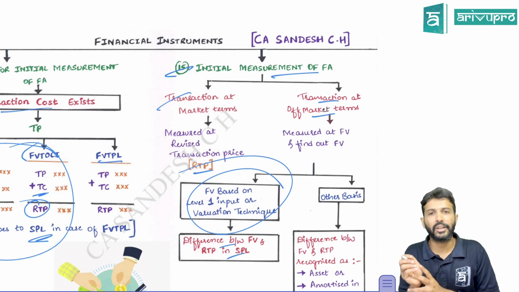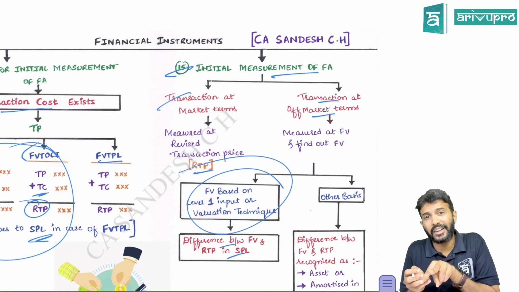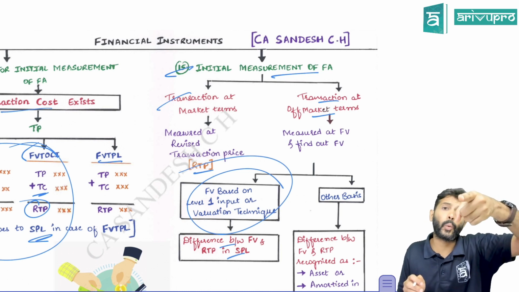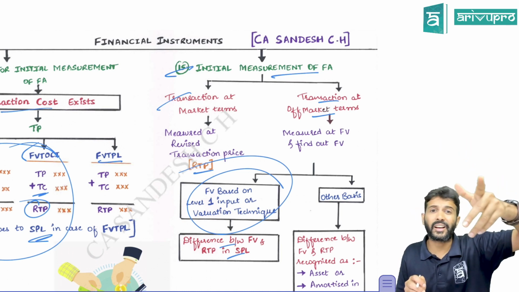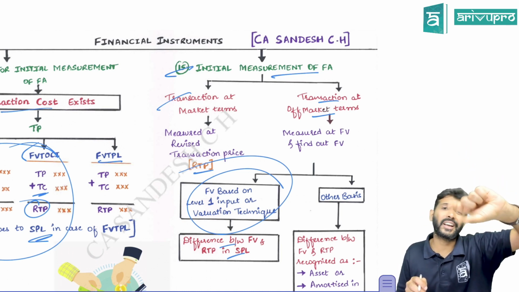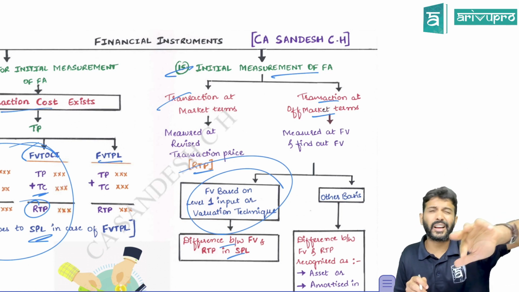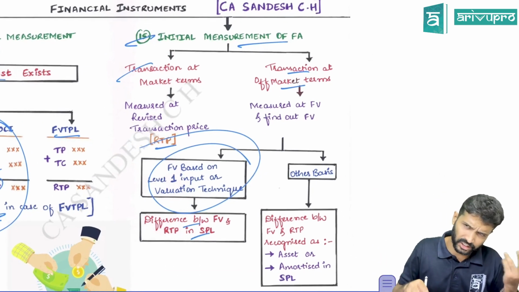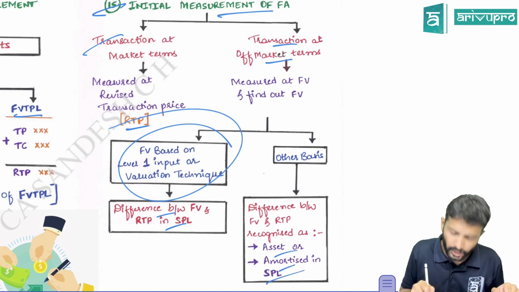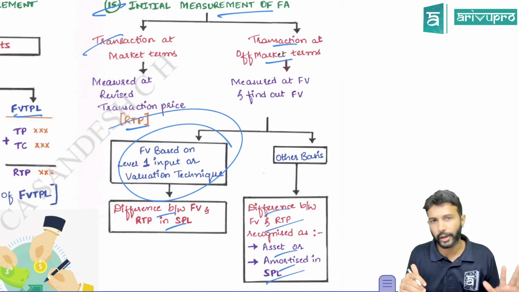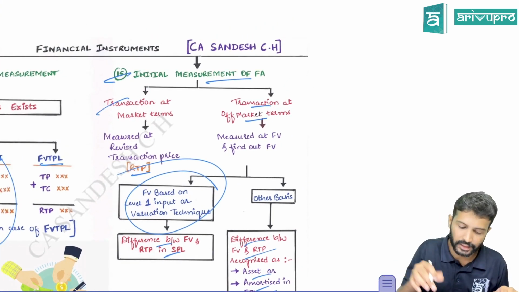In all other cases, if you can recognize that difference as an asset as per any other standard, like the problem we did on leases, where we had taken a container on lease, the difference we recognized as an ROU. If you can't recognize it as an asset as per any other standard, you recognize it as a prepaid expense and amortize it to SPL over that contract duration. That is the off-market transaction duty.